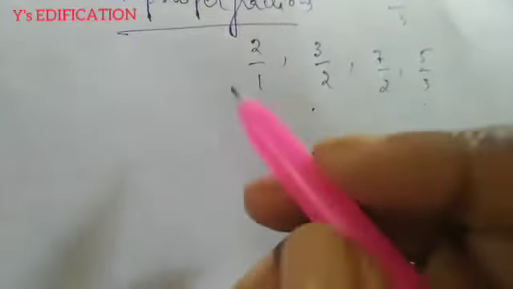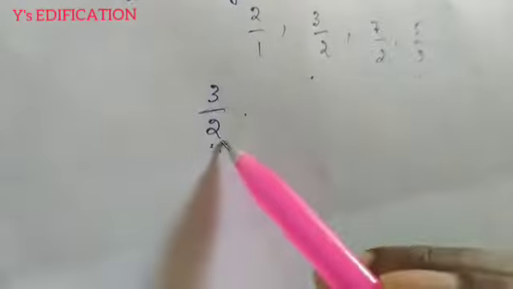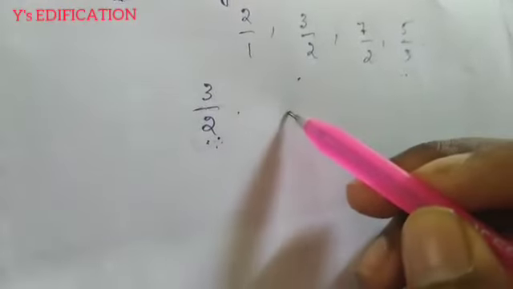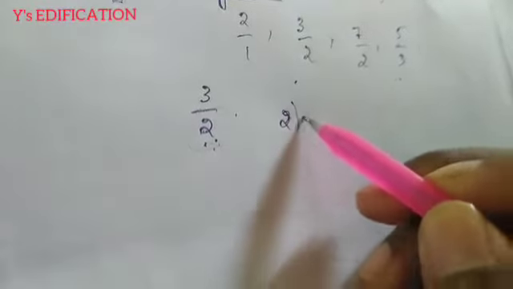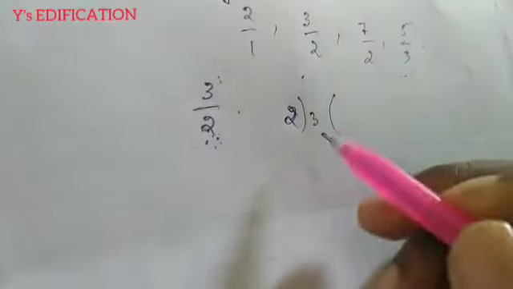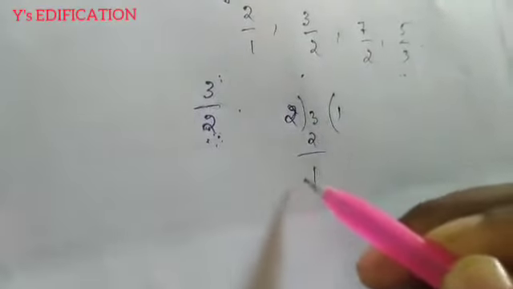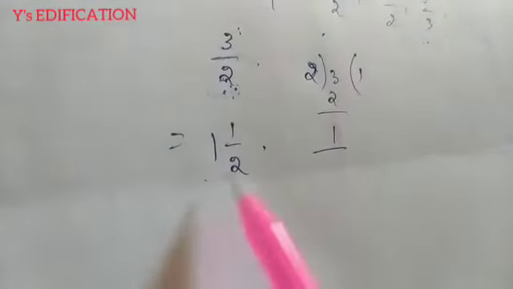Let me take 3 by 2 as the first example. Now I have to represent this 3 by 2 with a figure. So here 2 parts make the whole and 3 parts should be shaded. First I will convert this fraction into a mixed fraction. That means I divide 3 by 2. 2 into 1 is 2, so 3 by 2 means 1 and 1 by 2.